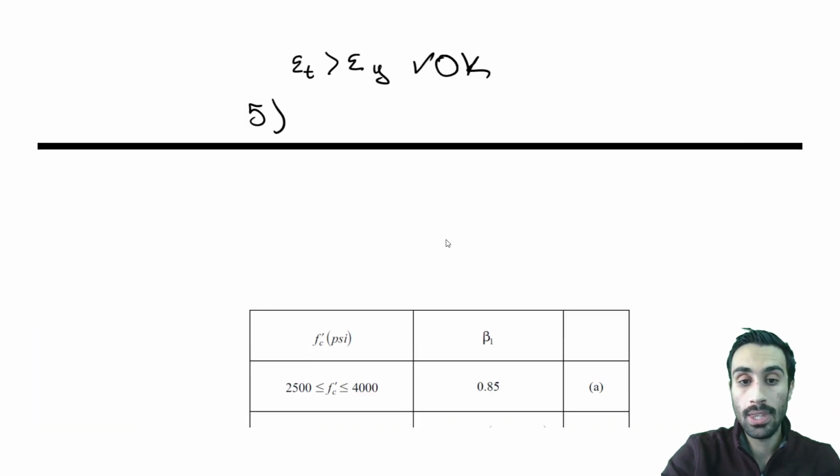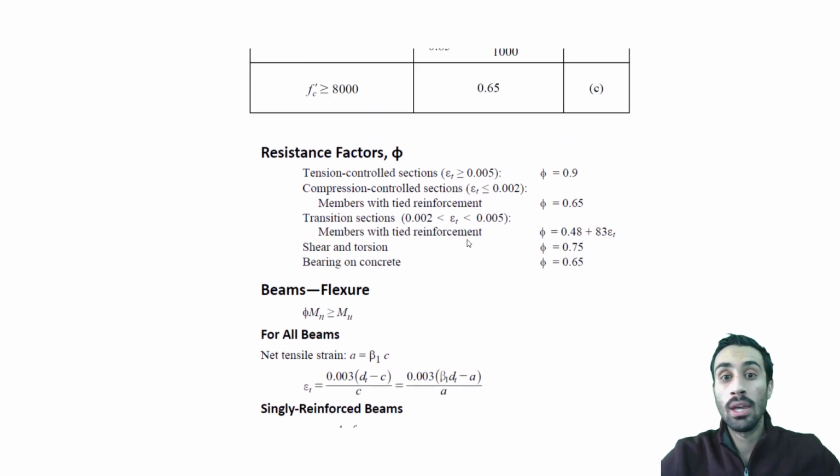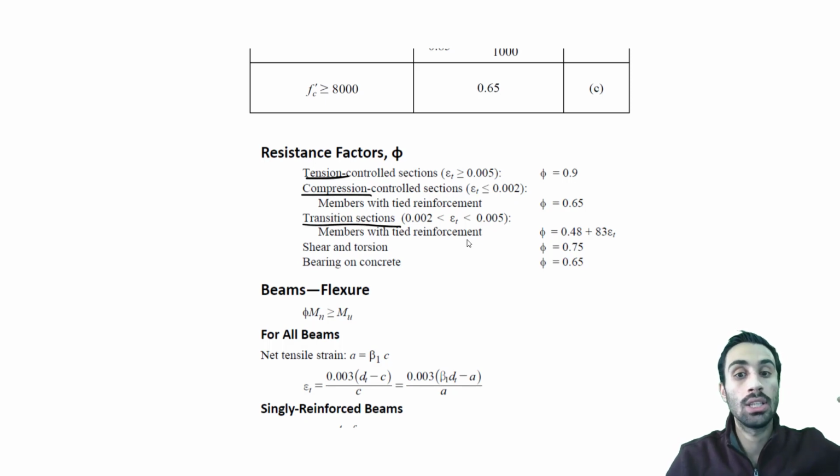And we know I brought the table from the FE handbook. In this case, you have to check: is it tension controlled, compression controlled, or the transition section? I know that usually we want it always to be tension controlled. Always, always. So in this case, it's actually tension controlled, but you have to make sure you check this.